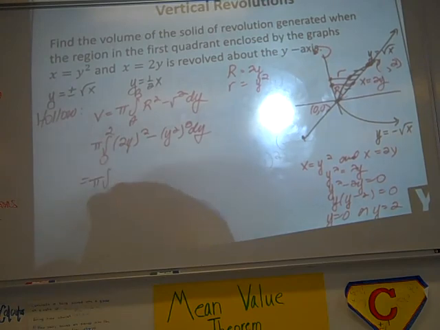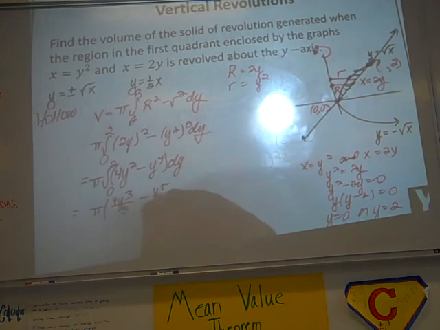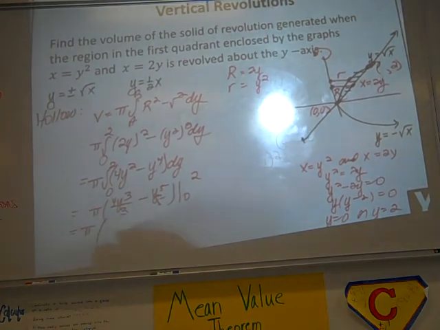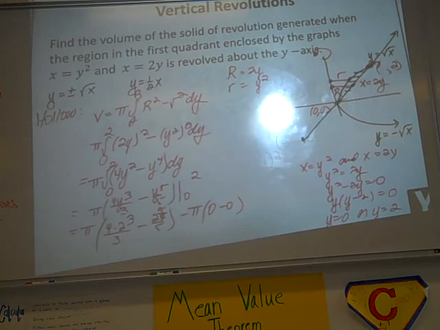We have pi, integral from 0 to 2. 2y, the whole thing squared, is 4y squared. y squared squared is y to the 4th. dy. Integrate each of these. Pi, integral of 4y squared is 4y cubed over 3, minus the integral of y to the 4th, which is y to the 5th over 5. Evaluate between 0 and 2. Pi, 4 times 2 cubed over 3, minus 2 to the 5th over 5, minus 0 minus 0.